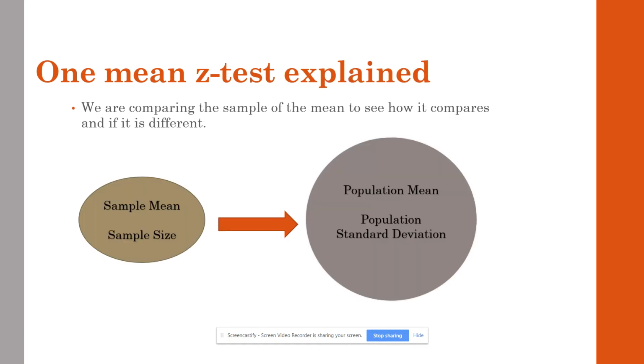So this is basically what we're trying to do. As you can see on the left, we have a sample mean and a sample size. I'm trying to compare it to the population mean and the population standard deviation. I didn't put the sample standard deviation in my graphic of the sample because I'm not required to report that. It's great if you have it, but we're not going to use it in the z-test because we have the population standard deviation.